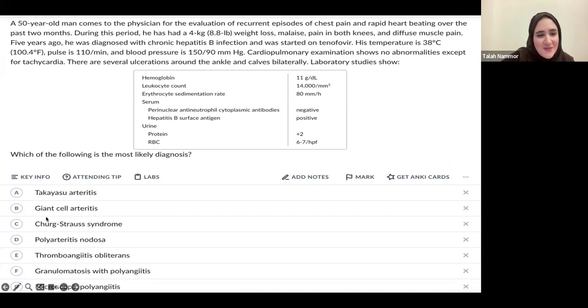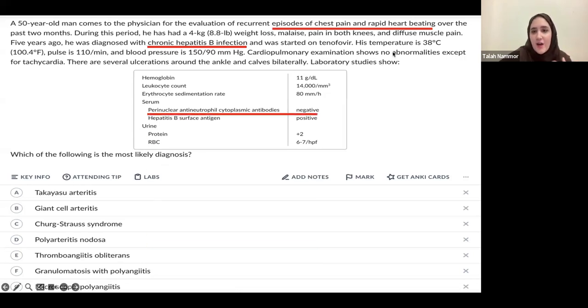Okay, I'll read it. Fine. So a 50-year-old man comes to the physician because of recurrent episodes of chest pain and rapid heart beating over the past 2 months. During this period, he has had weight loss, malaise, pain in both knees, and diffuse muscle pain. 5 years ago, he was diagnosed with chronic hepatitis B infection. So he has chest pain and palpitations. He has chronic hepatitis B infection, and he was given tenofovir to manage his hepatitis.